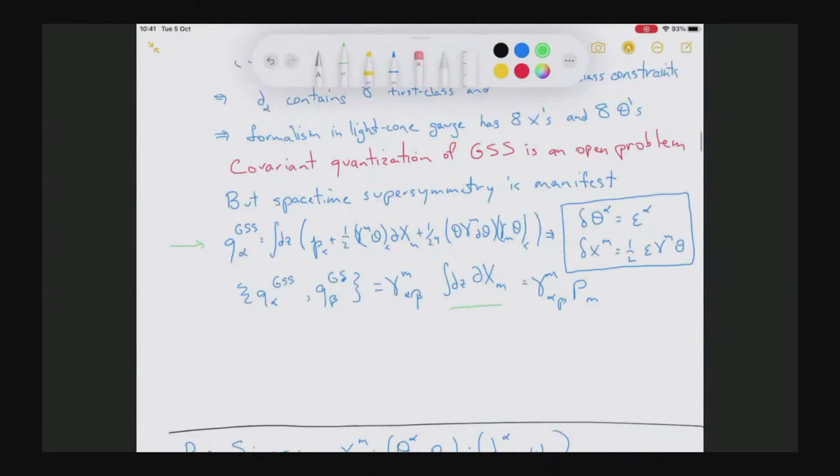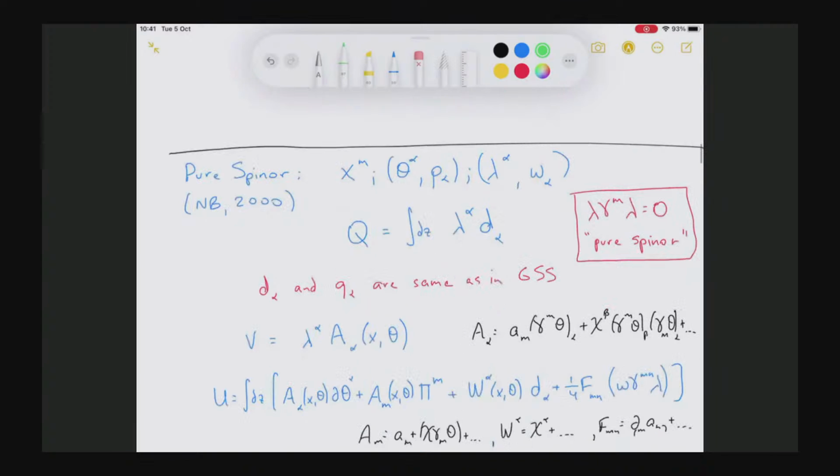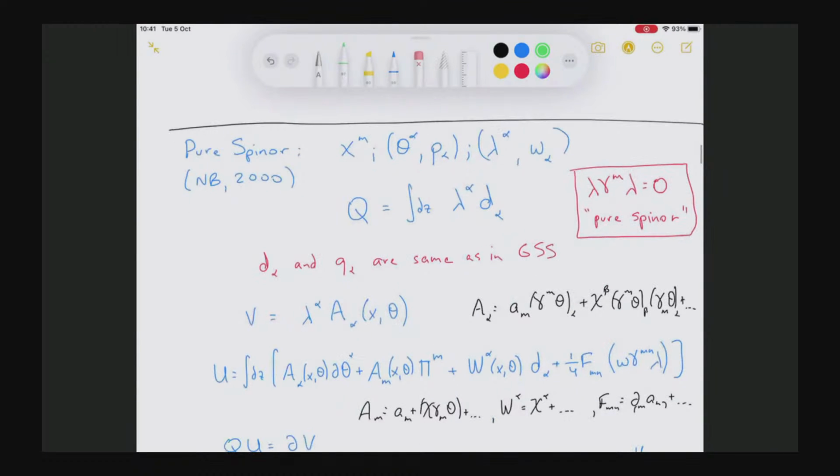But before doing that, let me say something about the pure spinor formalism. The pure spinor formalism has similar variables to Green-Schwarz in the sense that it has this x and theta and the conjugate momentum to theta, but it also has these ghosts. These are bosonic ghosts.